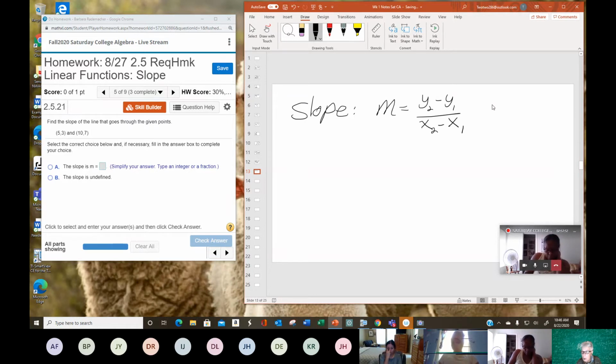Now, x1 and y1 are the coordinates of your first point. Well, let me make that neater. X1, Y1, that's the first point, that's point 1, and X2, Y2 is point 2. How do you know what point 1 is and point 2 is? It does not matter. You just have to be consistent once you choose.